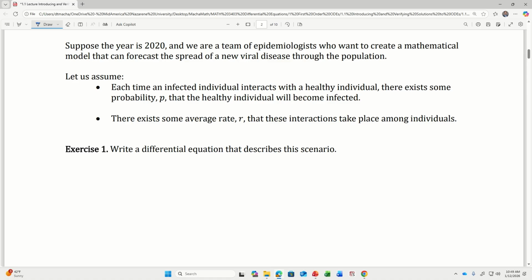So our equation is allowed to have a derivative in it. And I want to create a model. This skill is called math modeling. How do I describe a real life situation with mathematics? And this is what I would write for exercise 1. I would say that t is time, and y is going to be the number of infected individuals.